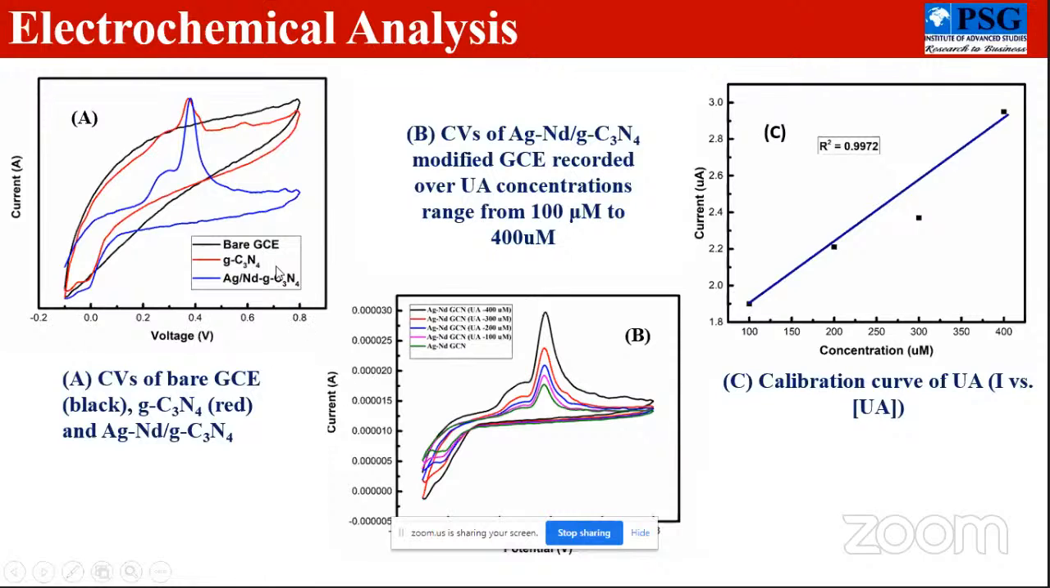Then we have prepared concentrations of uric acid ranging from 100 micromolar to 400 micromolar, and we have spiked the sample for analysis. This graph represents the spiked samples, and from this graph it is clear that with each spiking the current response showed a significant increase. So from this it is clear that we can use this as a sensor for the detection of uric acid. And then this is the calibration curve of uric acid.